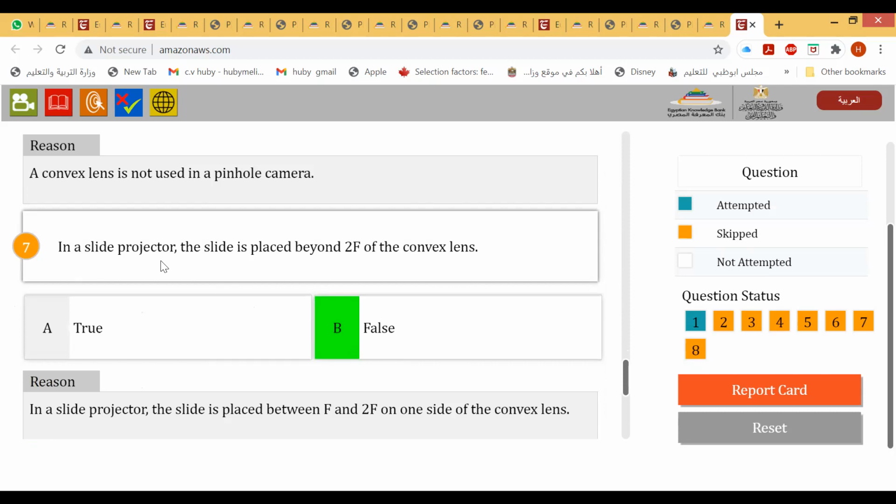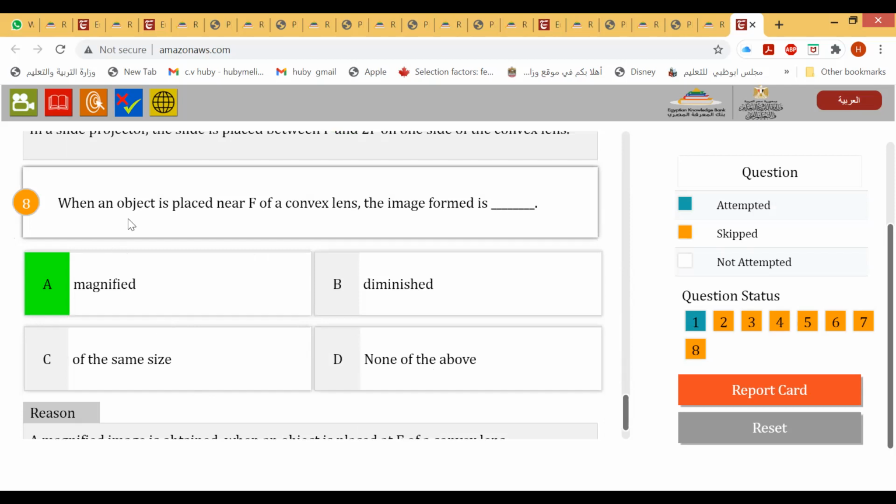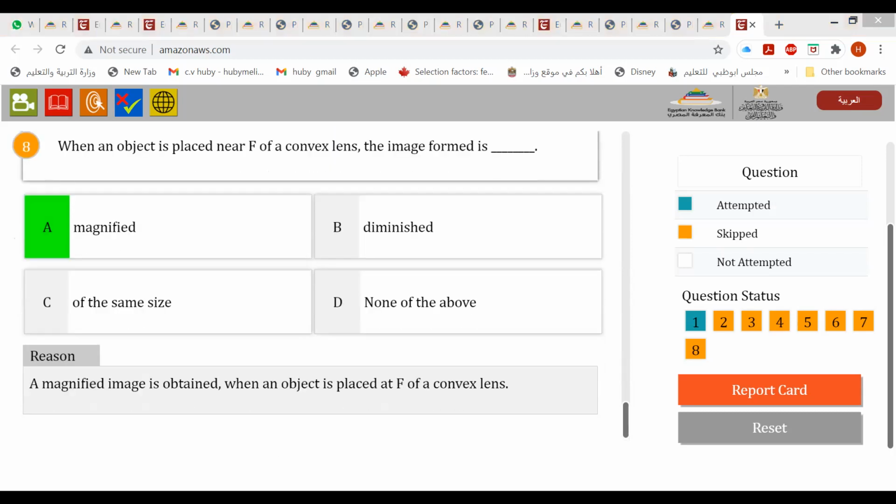In a slide projector, the slide is placed beyond 2F of the convex lens. Of course, this is false. When an object is placed near F of a convex lens, the image is formed magnified. When is it the only time it is magnified? It is near the F. Next activity.